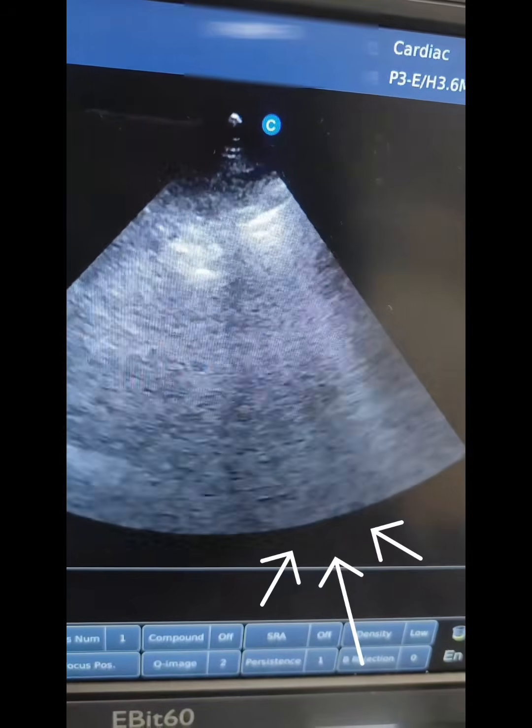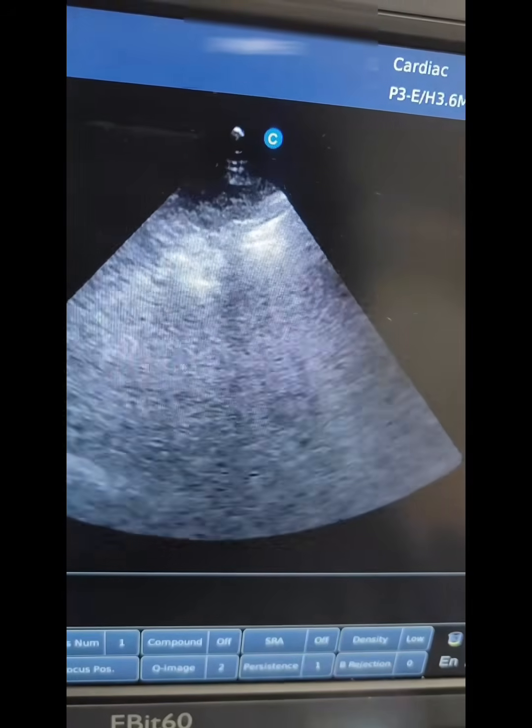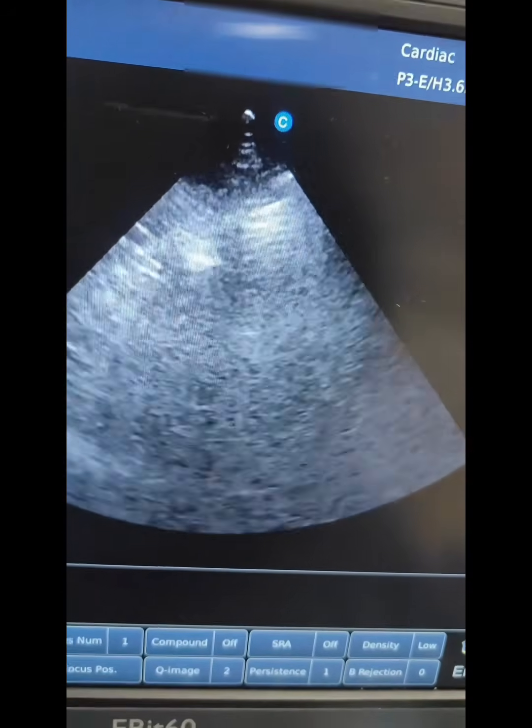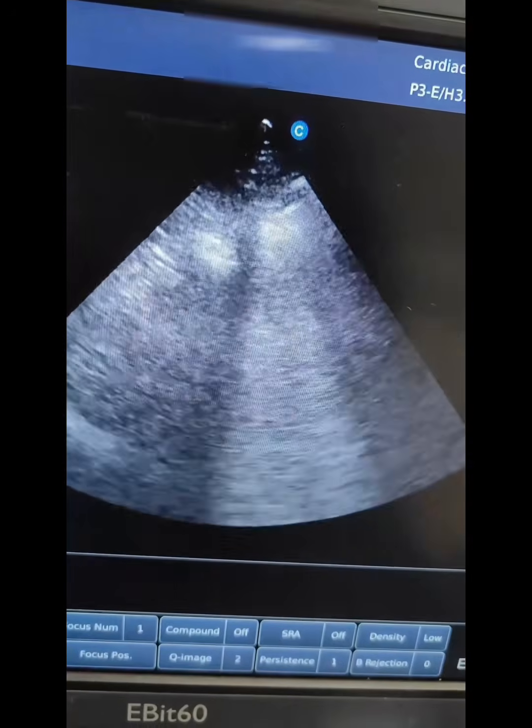In lung, we will also be seeing multiple horizontal lines which are called A lines. It is in normal lungs. Whereas sometimes we can see vertical lines arising from the pleura till the end. So these comet tail artifacts are called B lines. Presence of more than 3 B lines signifies either pulmonary edema or pneumonia.